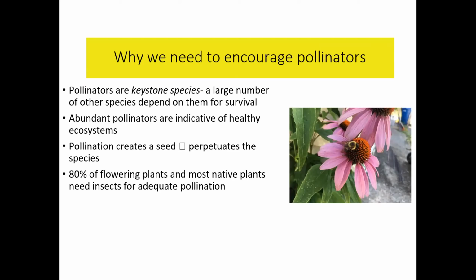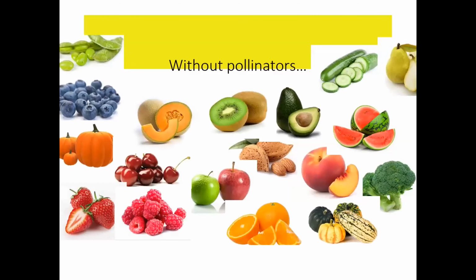Pollinators are keystone species, and this is why we need to encourage them. A large number of other species depend on them for survival. If you have abundant pollinators in your ecosystem, this is indicative of a healthy ecosystem. We need pollinators because pollination creates a seed, and that perpetuates the species. 80% of all flowering plants need a pollinator. In fact, it's been said that every fourth bite of food that we take requires pollination.